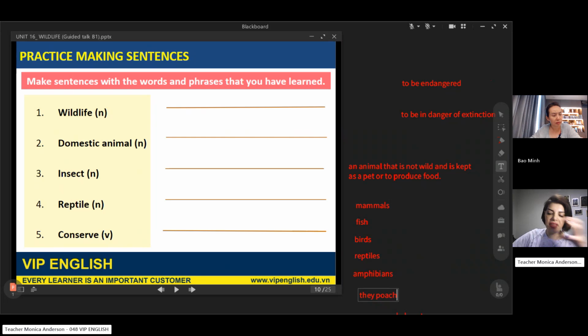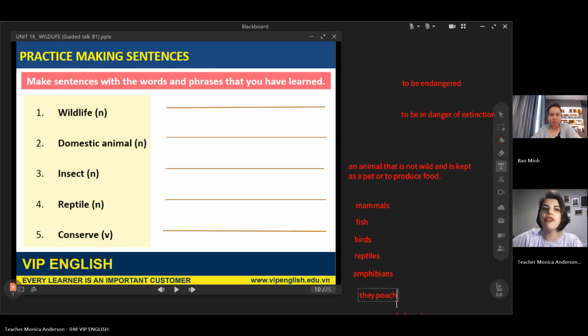Let's talk about this. We have different types of killing animals. The first one, they kill animals for some medical reasons, so they want to make some medicine. But the second one, as we discussed before, is poaching. To poach means to kill an animal illegally, especially endangered animals. They go to some places and find some special species, and they kill them, especially for their skin, for example, for their fur.